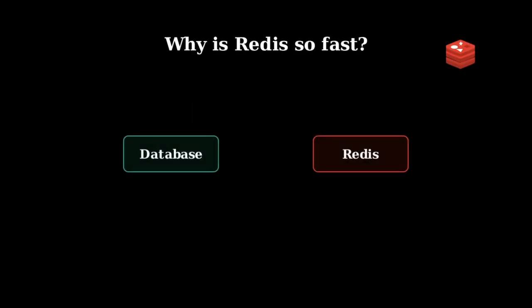Why Redis? Why is Redis so fast? Because instead of storing in a database, it's stored in local memory, which returns responses very fast, with lower latency.